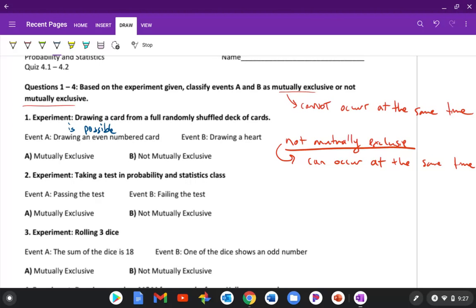So then you think, is that mutually exclusive or not? That would be not mutually exclusive because they can occur at the same time. You can have a card that is both an even number and a heart. For the next one, if you take a test, is it possible to both pass and fail the test? If it's not possible, then it's mutually exclusive. If it is possible to both pass and fail, that would be not mutually exclusive. I think you can probably figure that out.